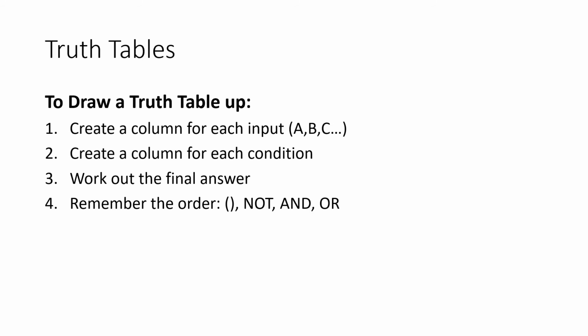Often you'll be given a whole little Boolean sum and you'll be asked to draw a truth table. So the way you go about it, create a column for each input, then create a column for each condition. Like, is A greater than B, or is 5 greater than 4, whatever it is. Then once you've got a column for each little condition in the whole sum, you've worked out your final answer. And remember the order: brackets, not, and, or.